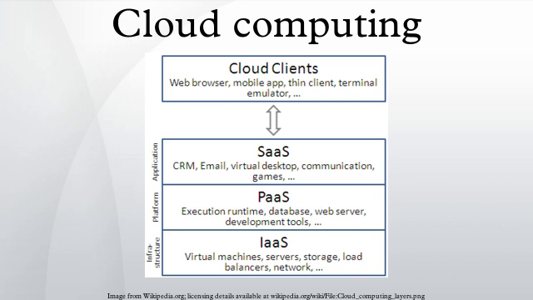Characteristics: cloud computing exhibits the following key characteristics. Agility improves with users' ability to re-provision technological infrastructure resources. Cost reductions are claimed by cloud providers. A public cloud delivery model converts capital expenditure to operational expenditure. This purportedly lowers barriers to entry, as infrastructure is typically provided by a third party and does not need to be purchased for one-time or infrequent intensive computing tasks. Pricing on a utility computing basis is fine-grained, with usage-based options and fewer IT skills are required for implementation.